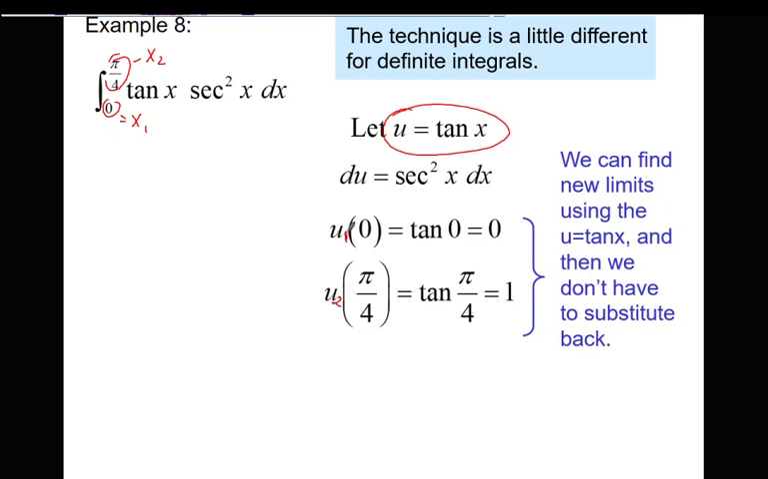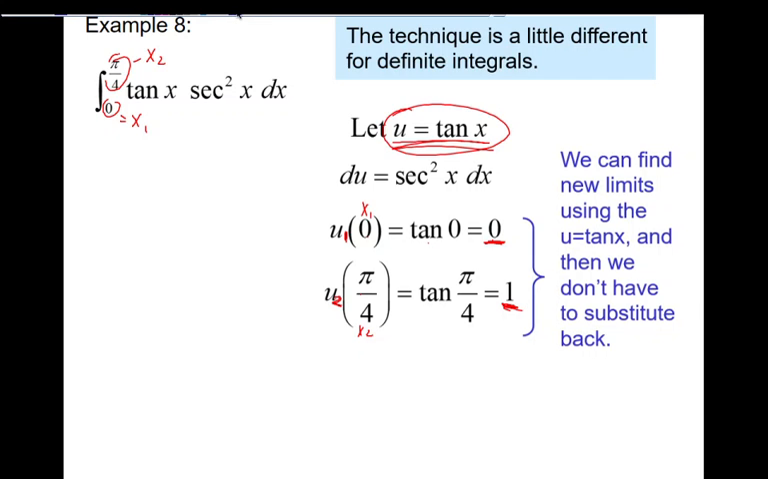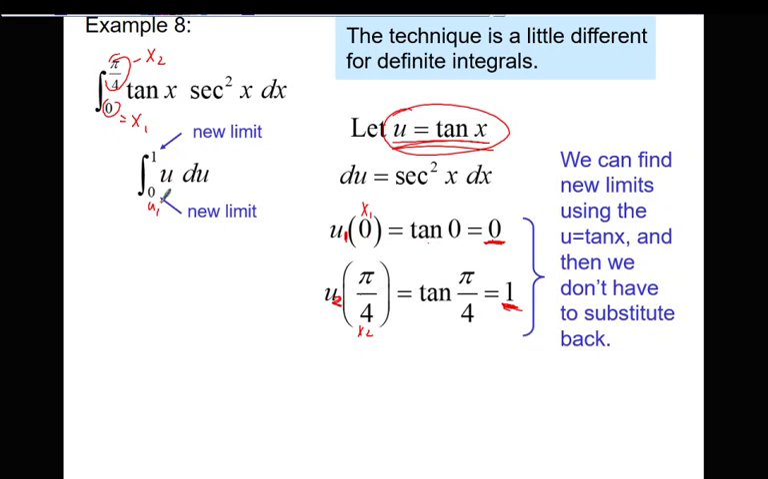So u1 is what I get when I plug in x1. I plug x1 into u, using this equation right here. Tangent 0 is 0, so my lower limit is 0. And then I use this x2 to find my upper limit. So these are my new limits, from 0 to 1. Now these are actually u values, so when I do my integration, I can do it in terms of u. And I can plug in 0 and 1 because this is u1 and this is u2.